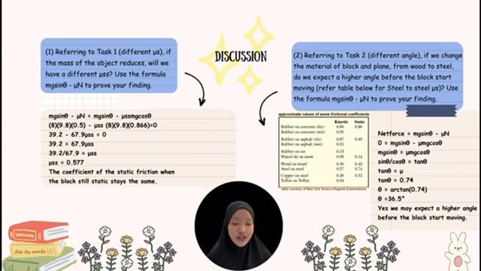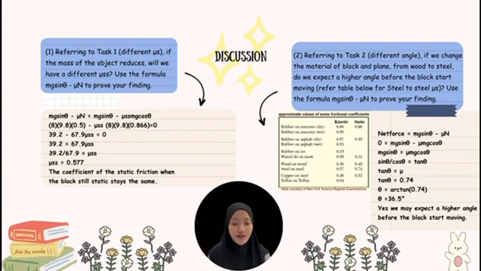Therefore, after the calculation, we will get the answer 0.557, which is the same as the value when the mass of the object is 10 kg. So we can conclude here that the coefficient of static friction stays the same because the mass of the object doesn't affect the coefficient of static friction when the block is still static. Now, let's move to the second question.